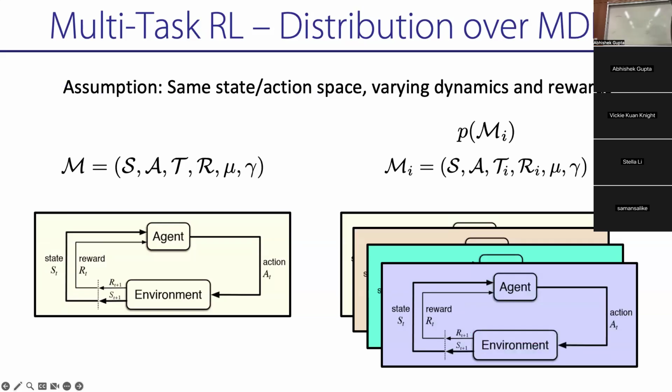So the assumption we're going to make is that states and actions are the same. So we can run a single policy across everything, right? So often you have states be images, and for actions you're going to keep the same robot. But you could also have variants of this where the actions and states are different. But for simplicity, we're going to say states and actions are the same. Transition dynamics and rewards can be different, right?